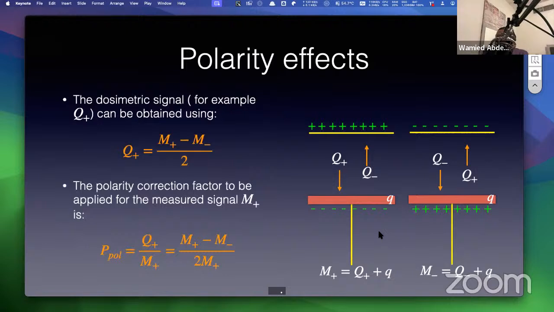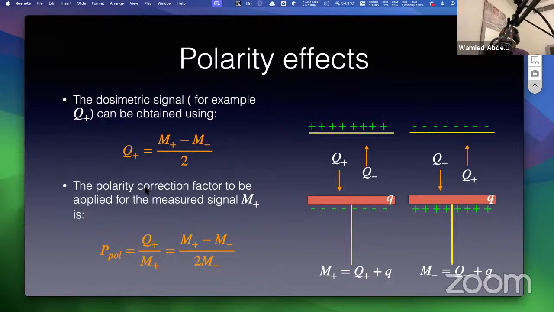So how to correct for this? The correction is very simple. Because we're interested in the charge Q plus, that's the dosimetric signal. We could apply the same concept if we are interested in Q minus, because they are the same in terms of magnitude, but opposite signs. So Q plus will simply be obtained by subtracting the two signals that we're measuring and dividing by 2. This will give me Q plus.